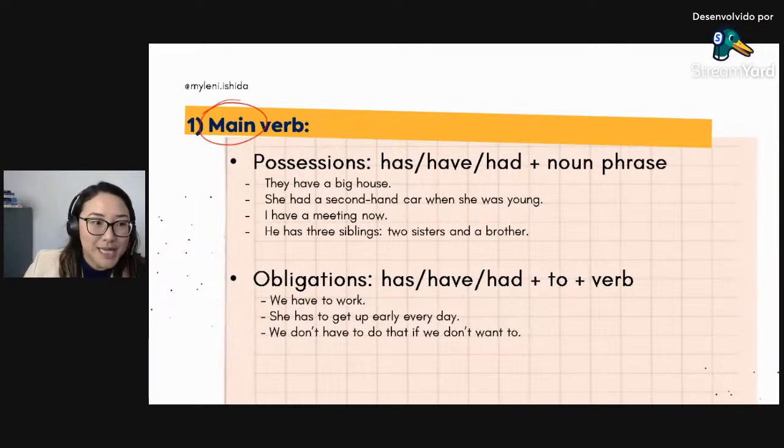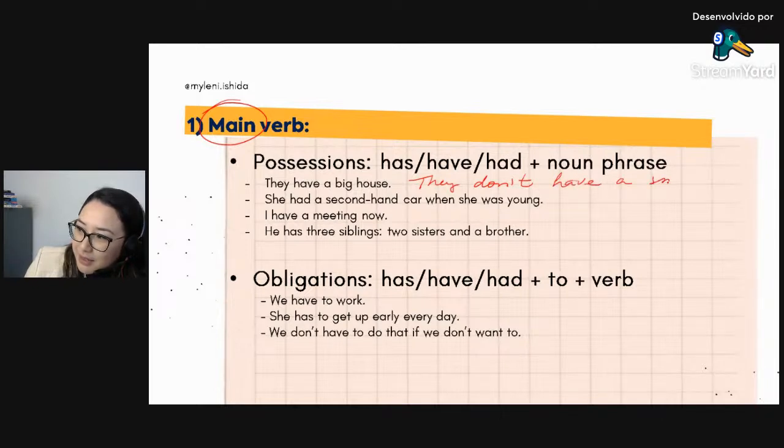Okay. Present, we have the auxiliary verb here. We can't see in the affirmative, but in the negative, for example, they have a big house. We're going to say in the negative, they don't have. Because I'm talking about a possession, a small house, for example. Okay? She had a second-hand car. Let's put this sentence in the negative.